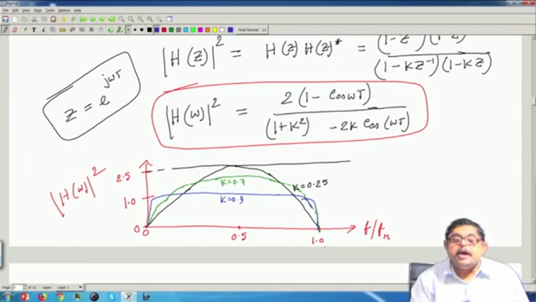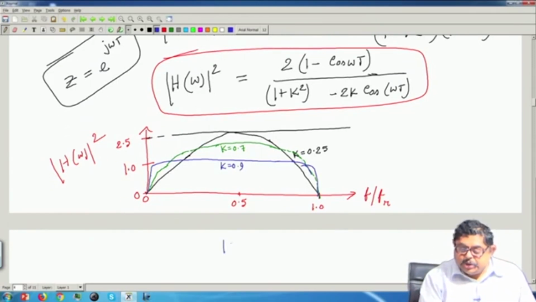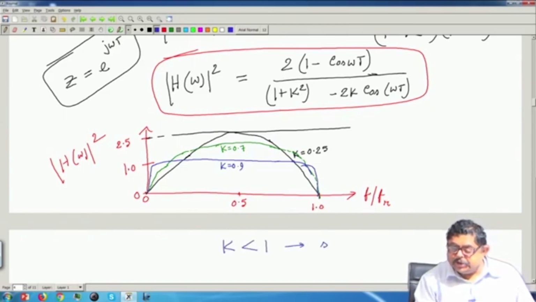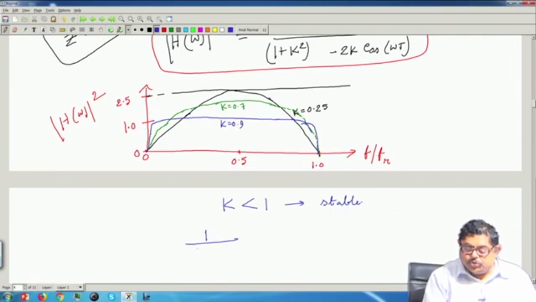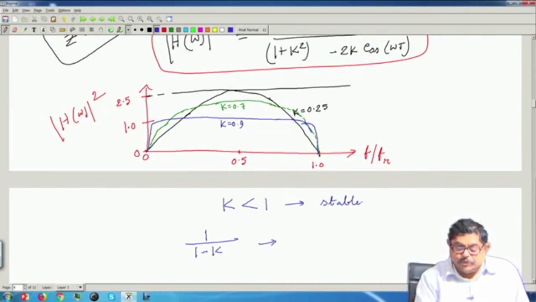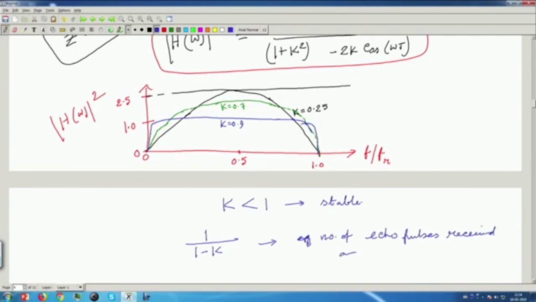Now, one question is, since this is a feedback loop, there is a question of oscillations and stability problems. People have shown that if we restrict k to less than 1, then it is a stable circuit, it won't oscillate. And actually people have also shown, we are not going into that, that 1 by 1 minus k has a physical meaning: k is a parameter, but 1 by 1 minus k is equal to the number of echo pulses received and processed to give the desired output.